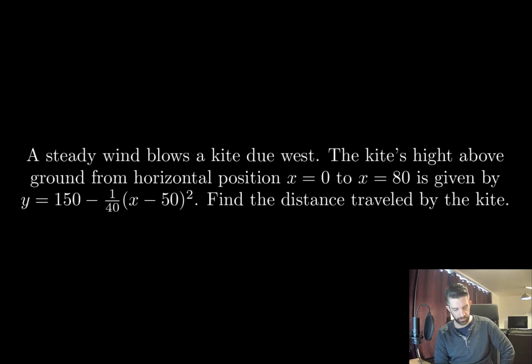A steady wind blows a kite due west. The kite's height above ground from horizontal position x equals 0 to x equals 80 is given by y equals 150 minus 1 over 40 times (x minus 50) squared. Find the distance traveled by the kite.